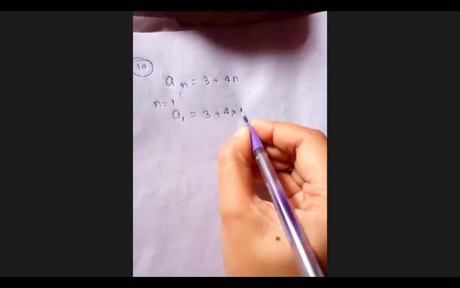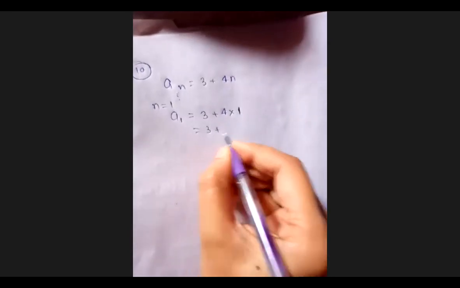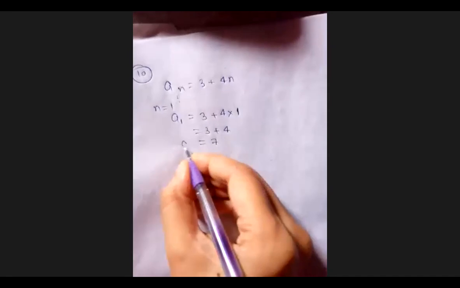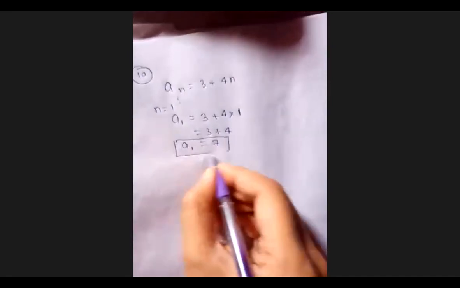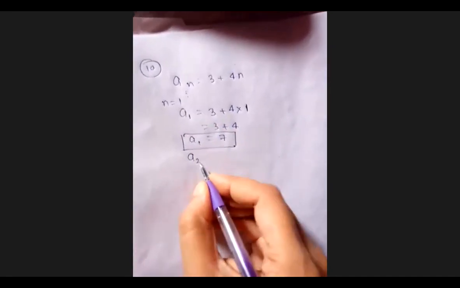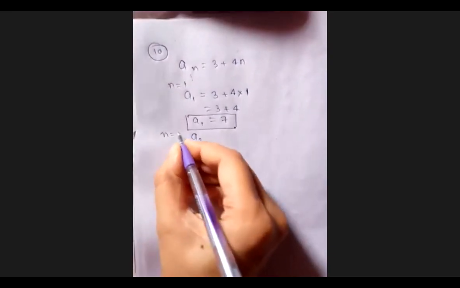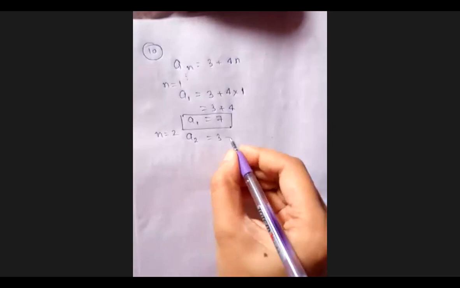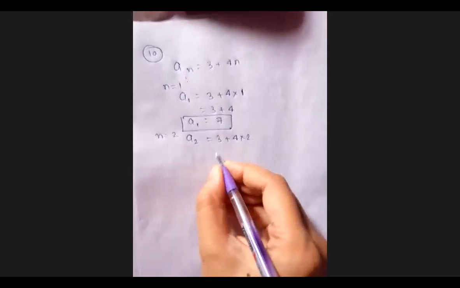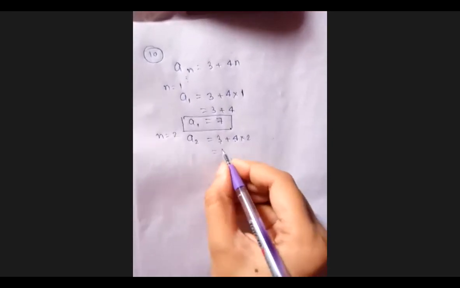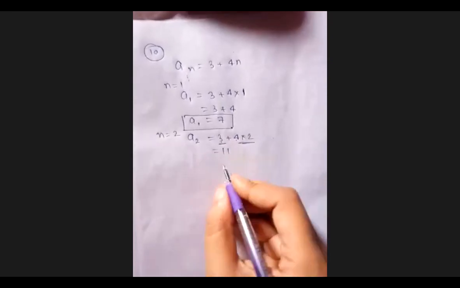3 plus 4 into n, and the value of n we have taken is 1. So 3 plus 4 is 7. So what is your A1? A1 is 7. Similarly, you will take the value of n as 2. So A2 equals 3 plus 4 into 2. 4 twos are 8 plus 3, 11. First you multiply and then you add.